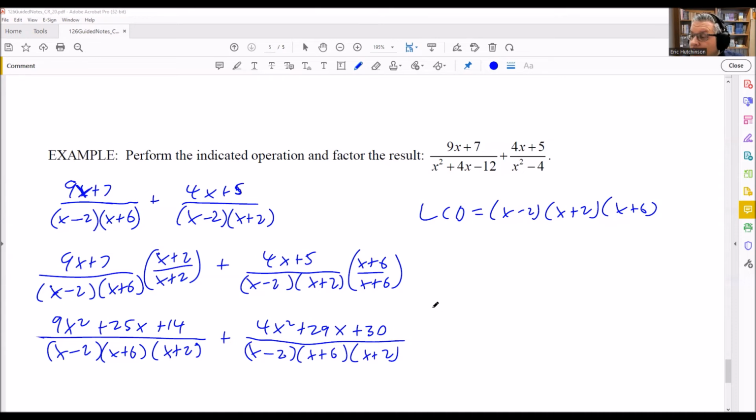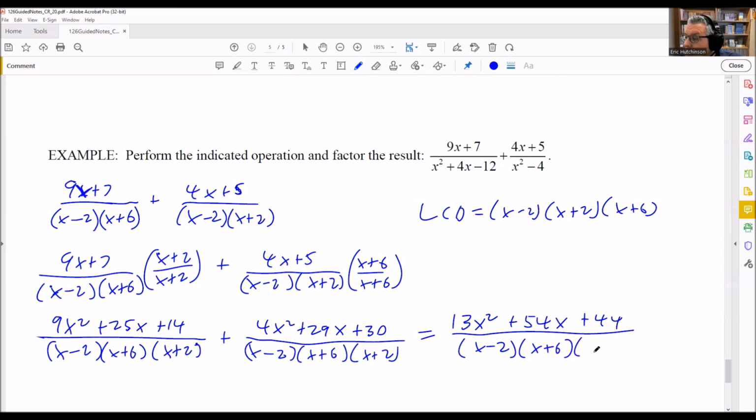Okay, so we're now ready to combine all these terms together. We're going to add the like terms together. 9x squared and 4x squared is going to be 13x squared there. And then I'm going to add the 25x and the 29x there. And that's going to be a 54x. And then I got a 14 and a 30 there. And that's going to be a 44. On the bottom, I still have x minus 2, x plus 6, x plus 2 we have there.